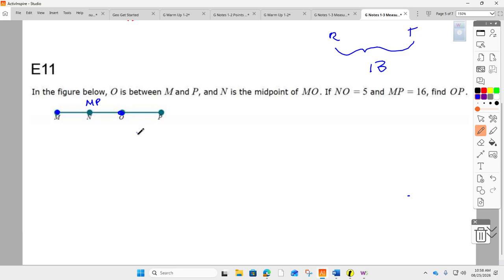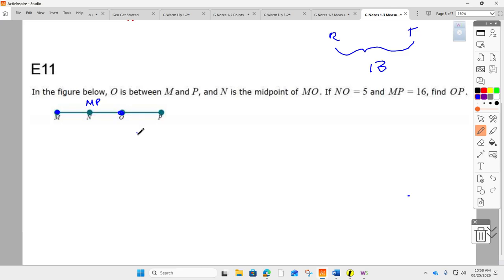Good. This is clearly 5, right? This is 5. Okay, so this is 5 and this is 5, right? So the whole thing is 16.